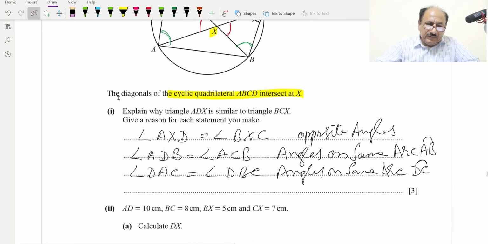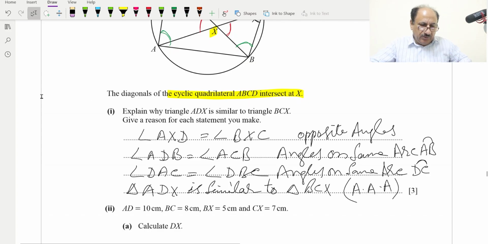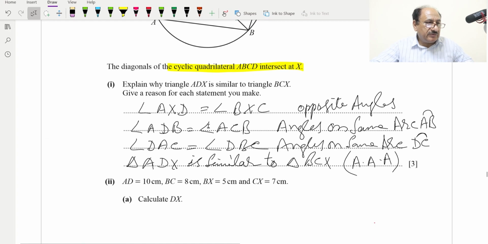Now all the three statements we have written, so we can say that triangle ADX is similar to triangle BCX, and the reason will be what? Angle postulate, right? Like this. Hopefully you understood this section.